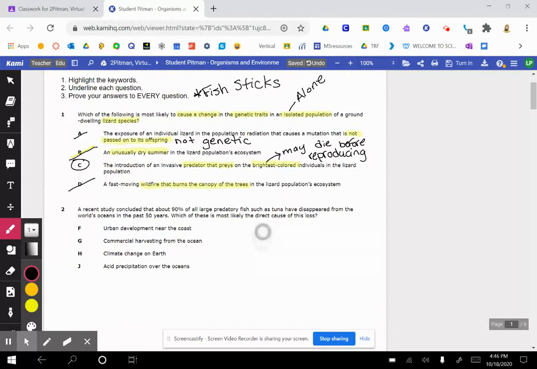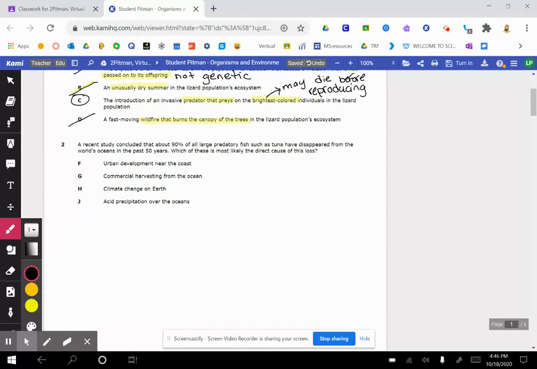Okay, let's look at question number 2. A recent study concluded that about 90% of all large predatory fish, such as tuna, have disappeared from the world's oceans in the past 50 years. Which of these is most likely the direct cause of the loss? So here we do have a question to underline. Which of these is most likely the direct cause of this loss?